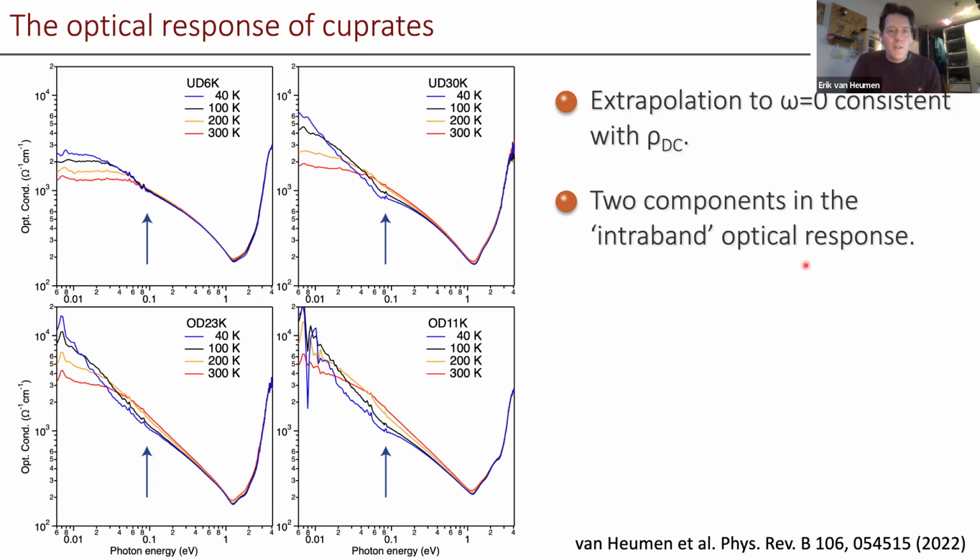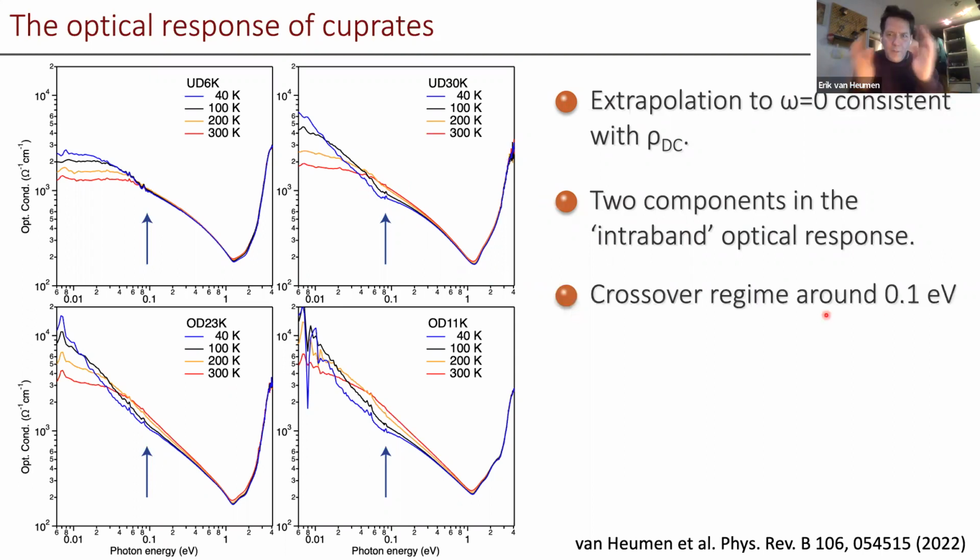And that hints at 2 components in the intraband response. Note the interband response, so optical transitions between 2 different bands, those are only expected for energies larger than 1 electron volt. You can actually see them here in this graph. And so there really is no expectation to see interband transitions at lower energy. And so this really suggests that the intraband response consists of 2 components.